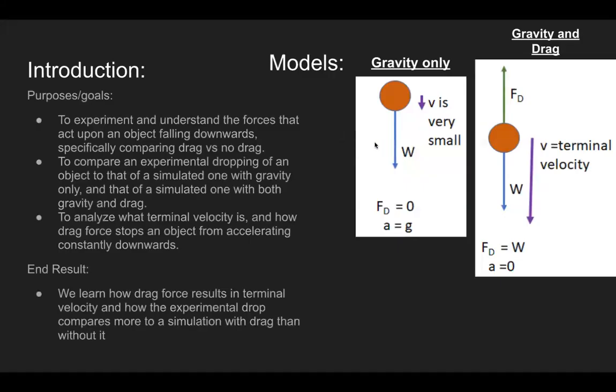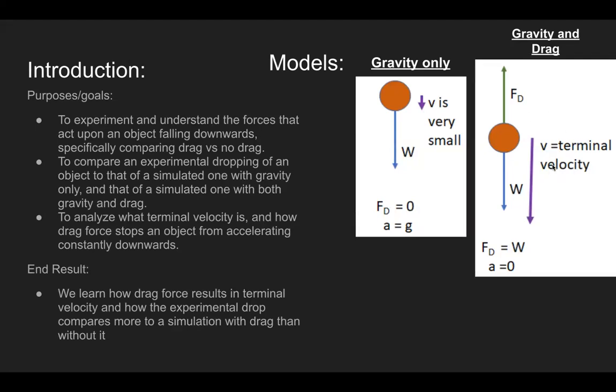So a little introduction. The purpose of this lab is to experiment and understand the forces of a falling object. If you can see to the right, here's a couple models. What we're doing is comparing an experimental model of dropping, in my case, a water bottle, to a simulated drop with just gravity on and one with gravity and drag force included. Basically, we're comparing those three and determining what terminal velocity is.